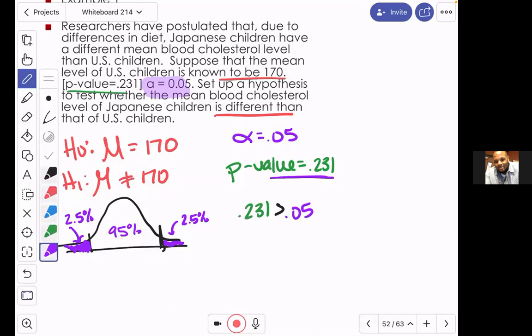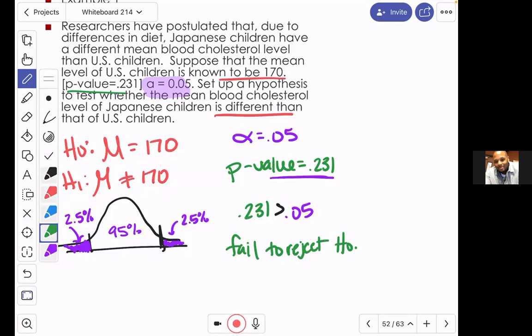So because it falls into the safe region, we fail to reject the null. We fail to reject the null. When the p-value is bigger than the alpha value, we always fail to reject the null. If the p-value is bigger than the alpha value, we fail to reject.